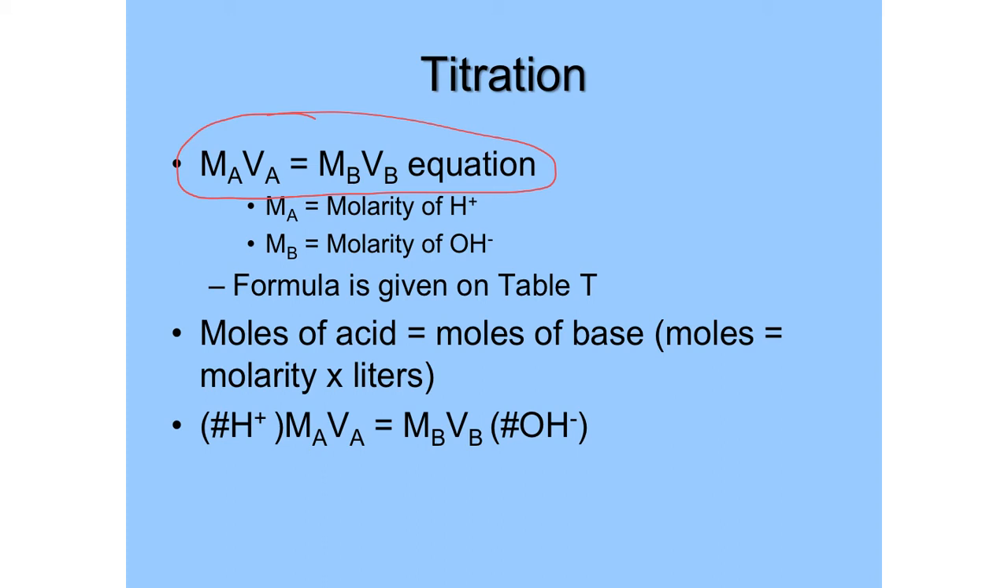Now, there's kind of one little change on your reference table that you want to make. You want to multiply the acid side by the number of hydrogen ions present in the acid, and the base side by the number of hydroxide ions present in the base. So for example, if you had something like H2SO4, that's going to have twice as many hydrogen ions as a monoprotic acid, so therefore you need more base in order to neutralize it. So we just have to take that into account in the formula.